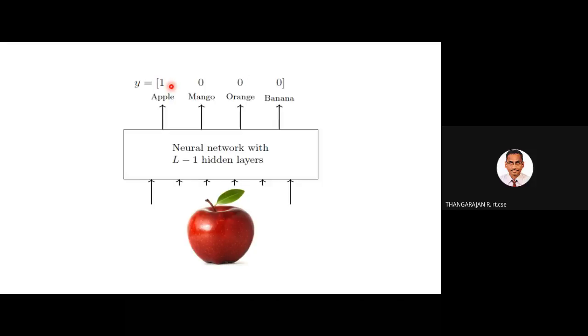Whereas for the previous case, whether it is a cat or not, it is binary, so you need only one output cell. If the output is 1, it is yes; if the output is 0, it is not. But when the number of classes is more than 2, you have to go for a softmax function like this.